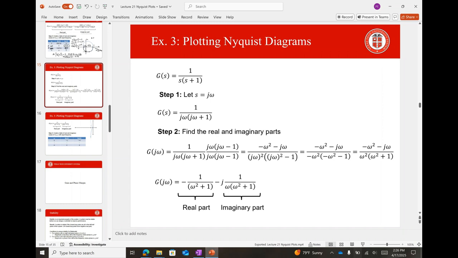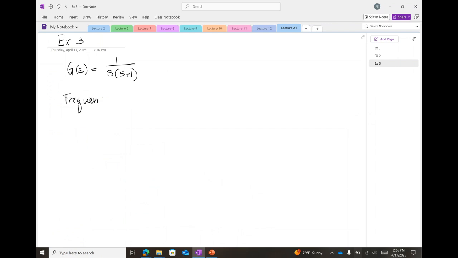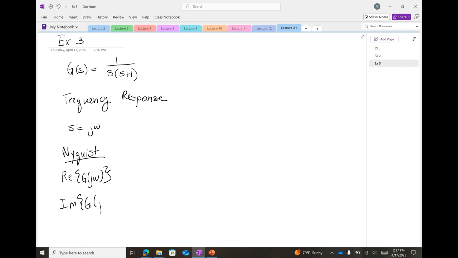Okay, and just to be sure, we have 1 over s times s plus 1. So our g of s is equal to 1 over s times s plus 1. Okay, and again, we're looking at the frequency response. That's what we've been focused on all this week. And for the frequency response, we fix s equal to j omega. Now today we're talking about the Nyquist diagram. In the Nyquist diagram, we need the real and the imaginary parts of our g of j omega.